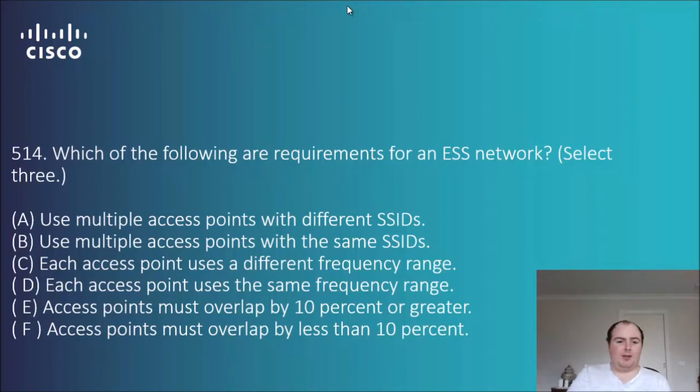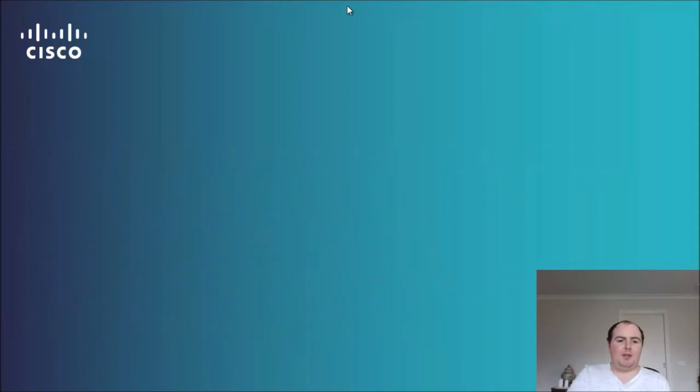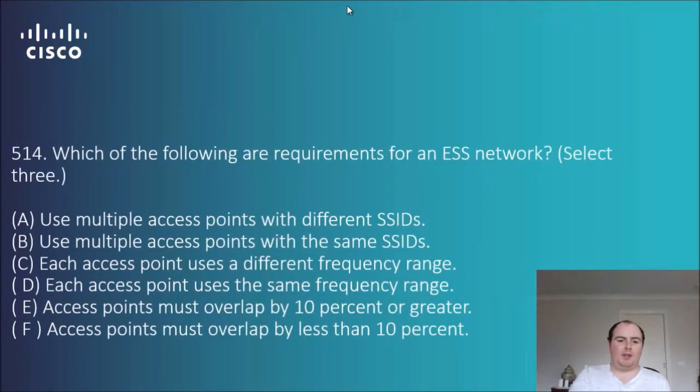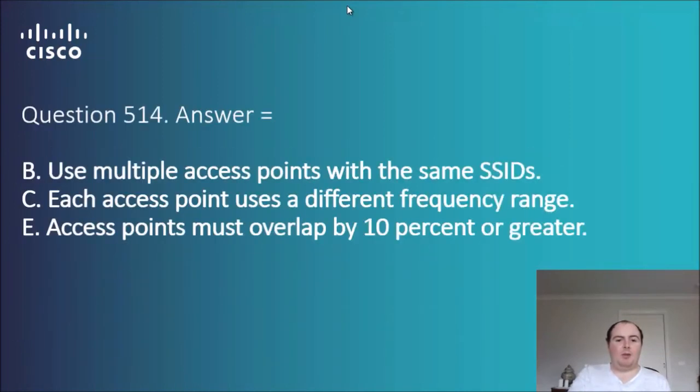Okie dokie, I'll just give you the answers for this one. So it's B, C, and E, to fulfill the criteria of an ESS network. Multiple access points, the same SSIDs. Each access point uses a different frequency range, as you would have found out in my last answer for the last question. And access points must overlap by 10% or greater.